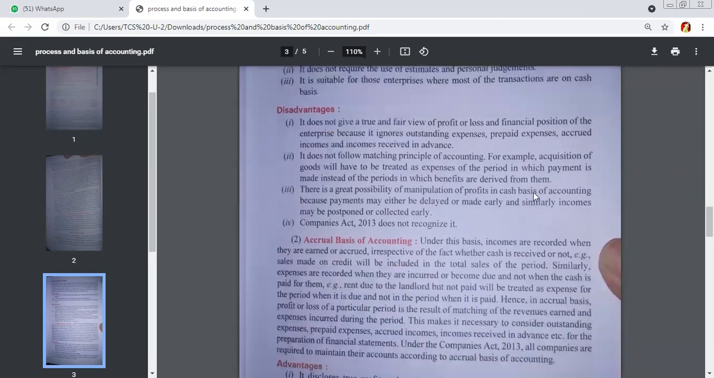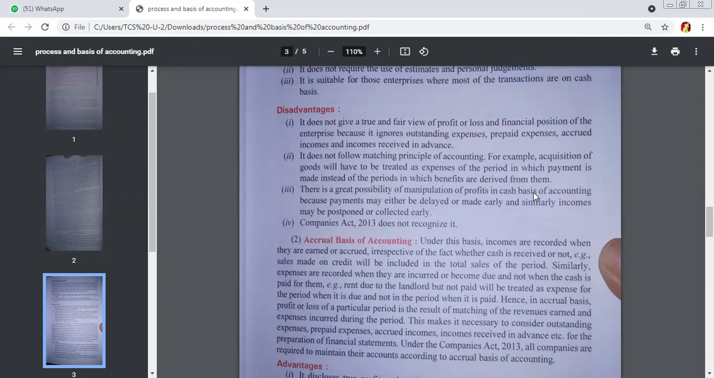Now, if we talk about the disadvantages, yes, it doesn't give a true and fair picture. If we set aside these kinds of professionals and talk about other business enterprises, they cannot work only on the cash basis. There are so many transactions that are outstanding, due, accrued, unearned, prepaid. It is not easy to ignore these transactions and calculate the profitability of the business. If you ignore these transactions and prepare the profit or loss of the business, that will not be true.